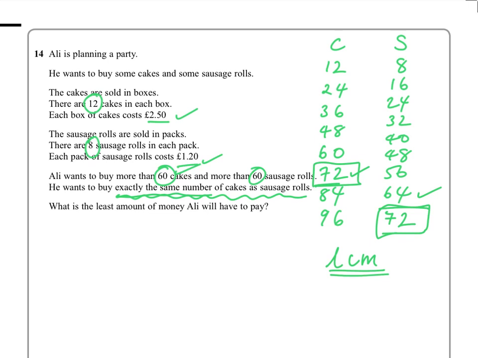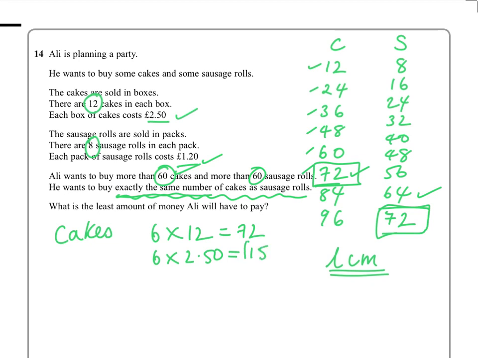Now, if there's 12 cakes in each box, so let's look at the cakes first. So 12 cakes in each box, and 6 times 12, you can just count, 1, 2, 3, 4, 5, 6 times 12 is 72. Then I'm going to have 6 boxes. So you can do that on your calculator, and I think you get £15. That's for the cakes.